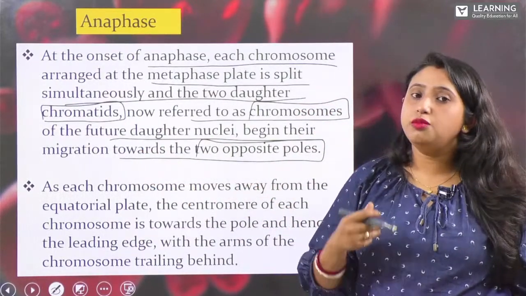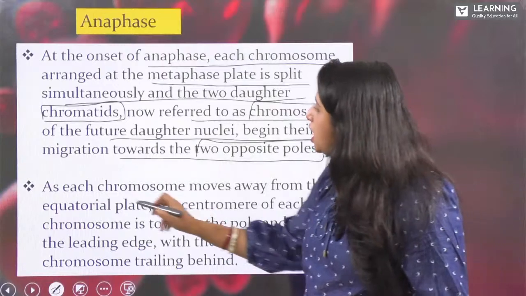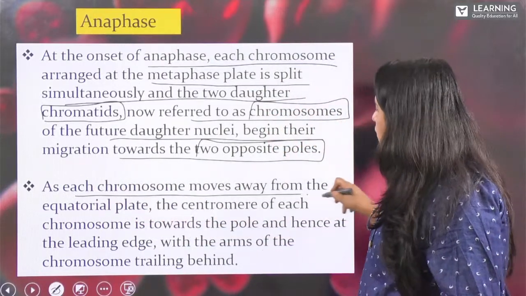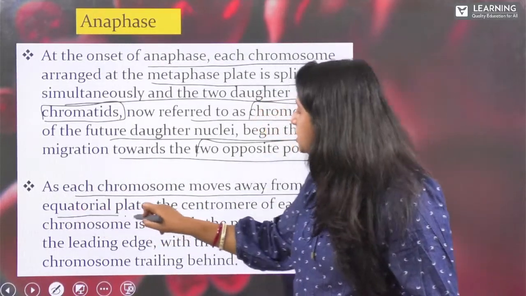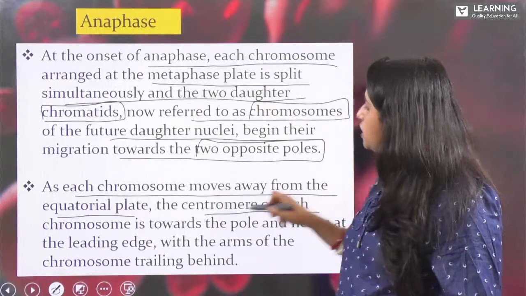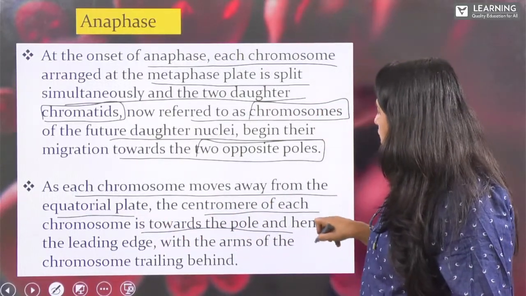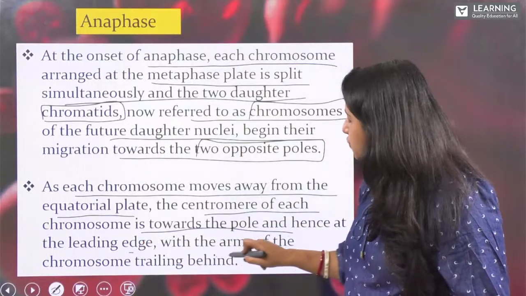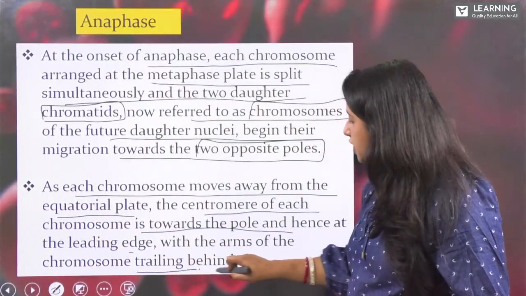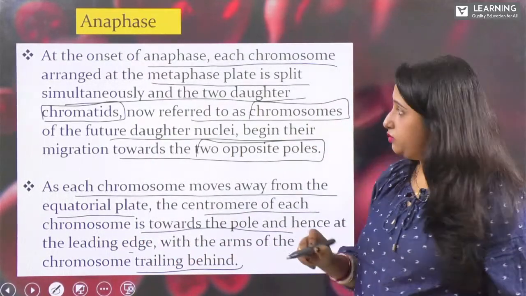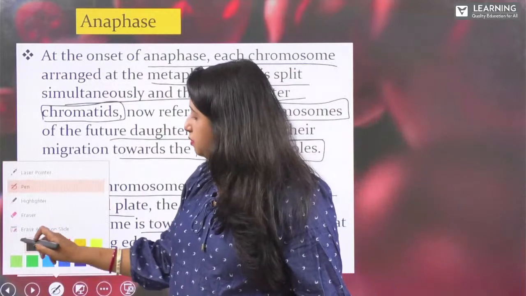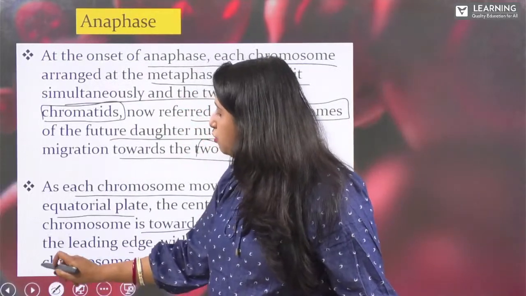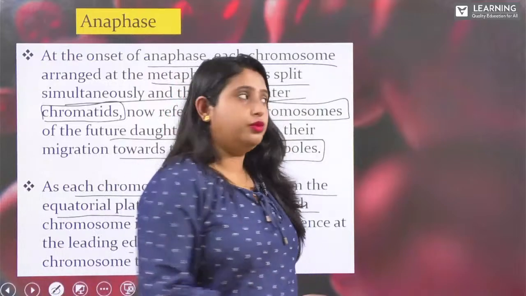So as we have seen, they move towards the opposite poles. As each chromosome moves away from the equatorial plate, the centromere of each chromosome is towards the pole and hence forms the leading edge, with the arms of the chromosome trailing behind. So it is nothing but the chromosome moves towards the opposite pole, right?